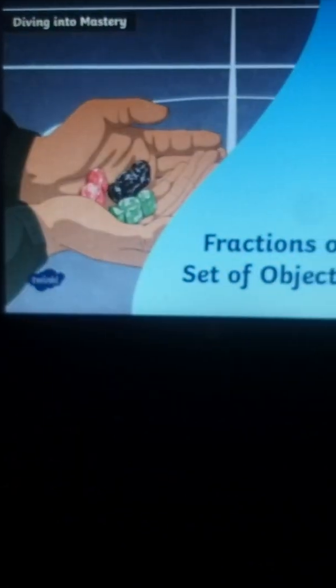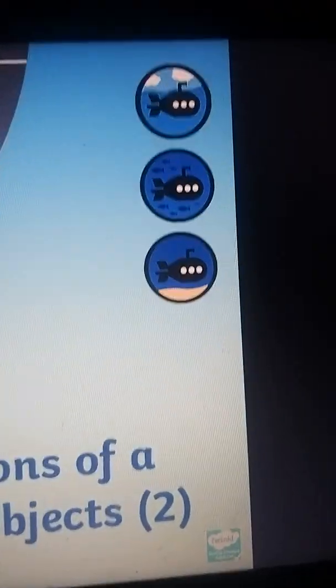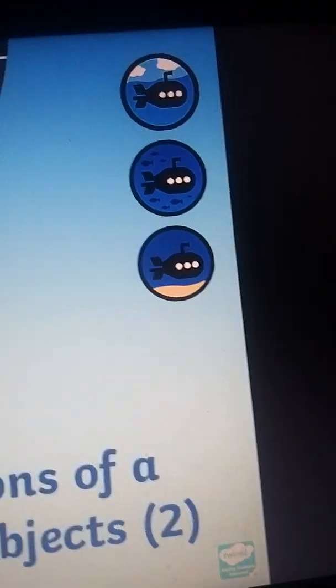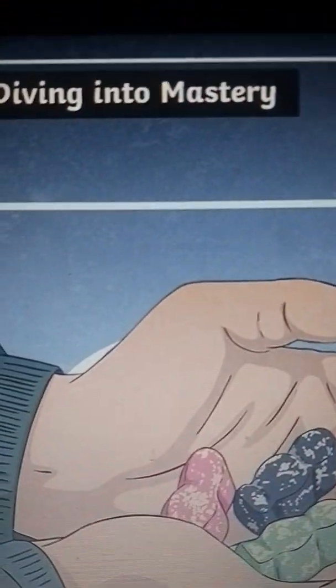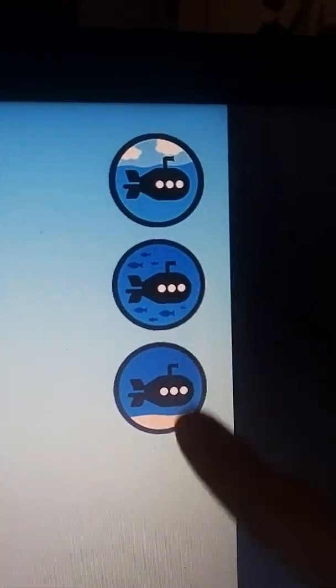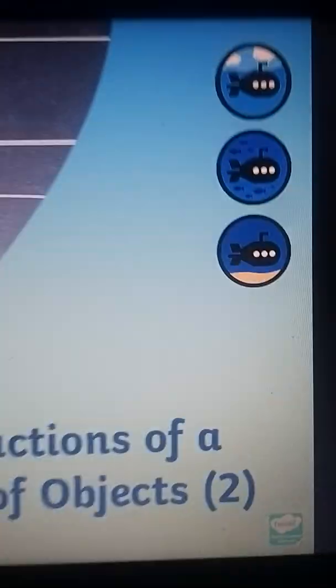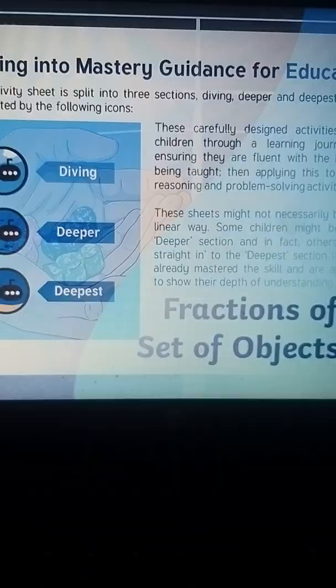So today on Friday we are looking at fractions of a set of objects. As you can see, you've got 3 submarines, so it's diving into mastery. Okay, so that's the first part, second part, third part. You don't have to do the second part or the third part. You do what you think you are capable of doing. It's all about having a go in the challenge.